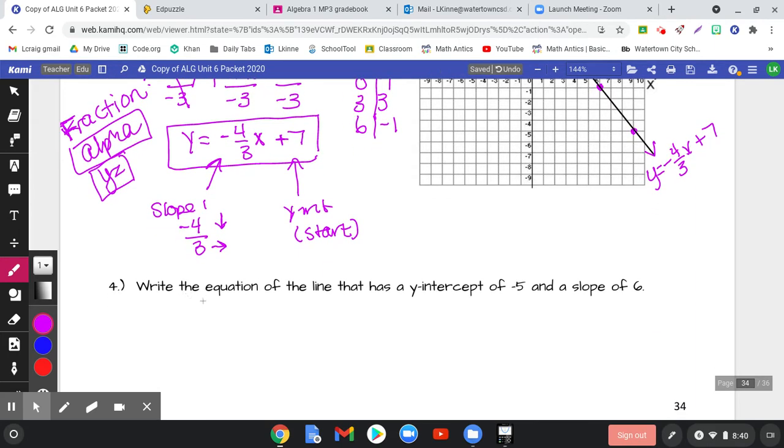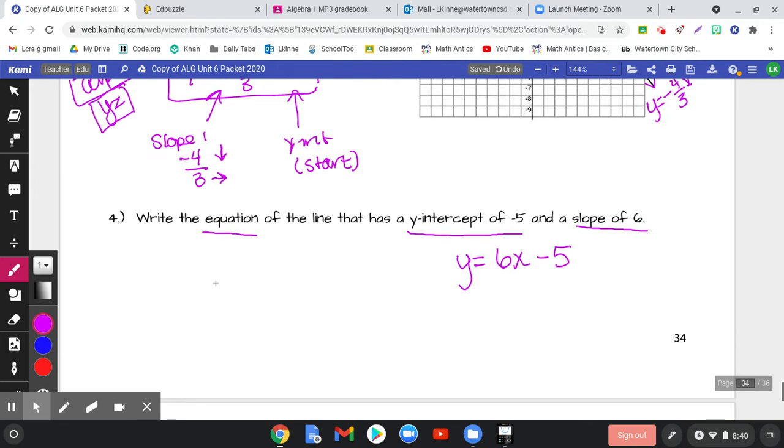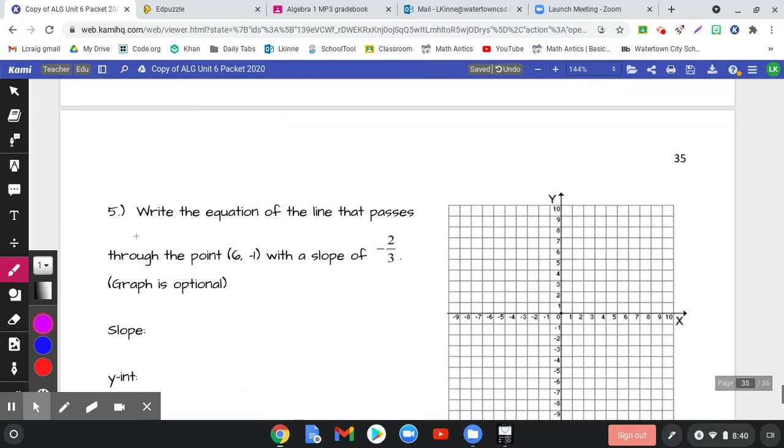Moving on, write the equation of the line that has a y-intercept of negative 5 and a slope of 6. Remember your y equals mx plus b. Anytime you write an equation, start with y equals. Your slope goes with x, so 6x, and your y-intercept goes by itself, minus 5. Quick and easy. All right, on to the next page, page 35.